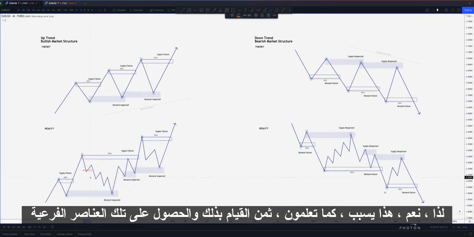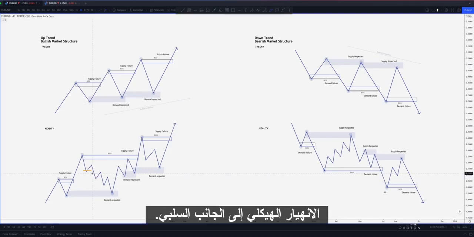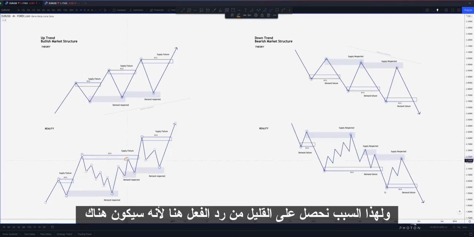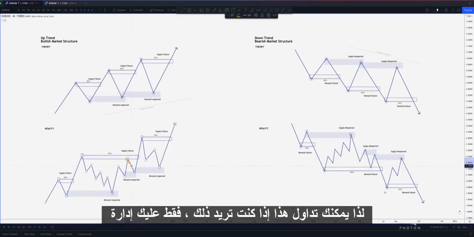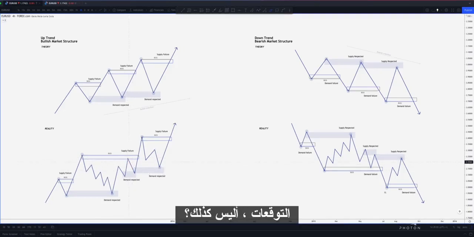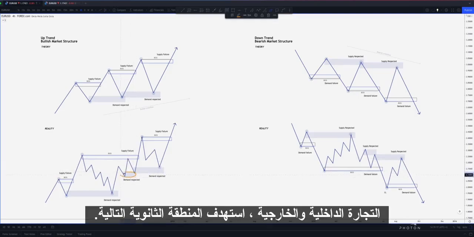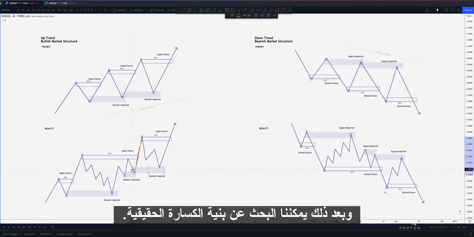So yes, it caused price to do this and have those substructural breaks to the downside. And that's why we get a bit of a reaction here, because there will be some decent amount of supply within there, right? So you can trade this if you want to, but you just have to manage your expectations, right? It's a quick in and out trade, target the next minor area of demand, and then we can look for the true break of structure to occur.